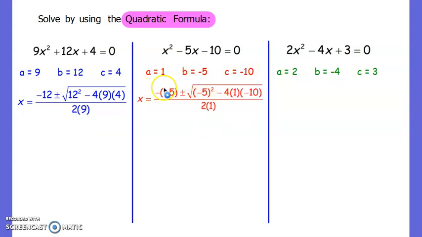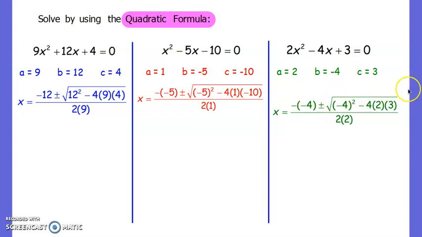So again, negative of b being negative 5, so that's going to turn out to positive 5. B squared, and don't forget your parentheses, we want to make sure that when we square that, we end up with a positive 25, minus 4 times a times c, all over 2a. And the same thing goes over here. Negative of negative 4, plus or minus the square root of b squared, negative 4 squared, minus 4ac, all over 2a. Now it's just a matter of simplifying.